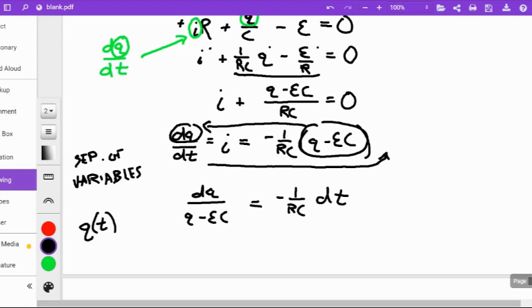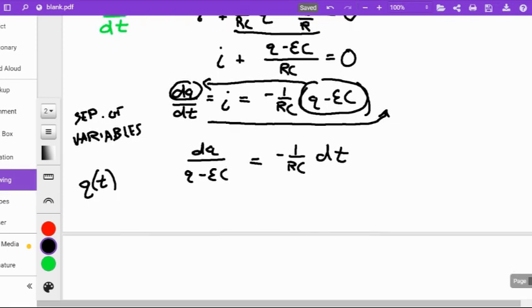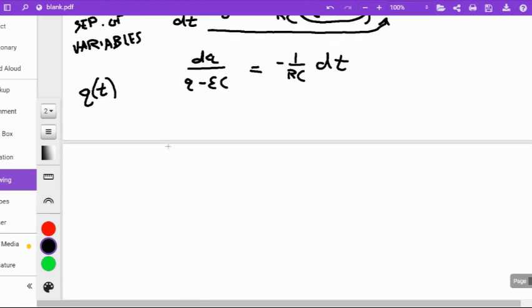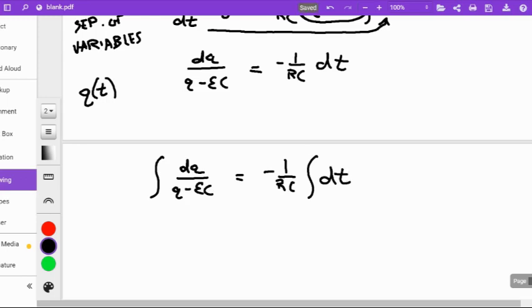Q is not like a number, it's a function. And so in order to solve for it, you have to put an integral on each side. You have to integrate each side. Let's go on to the next page. So that would be integral dq over q minus EC equals. And when I do the integral on this side, I'm going to take out the constant stuff. So all I'm doing is integrating both sides.